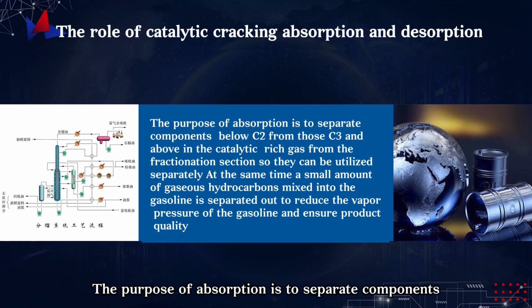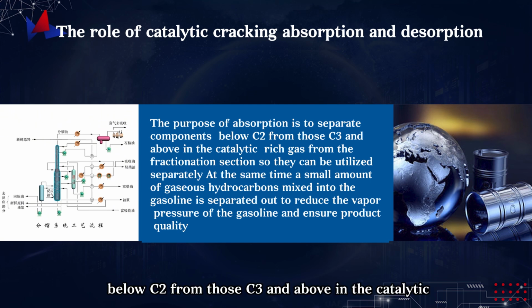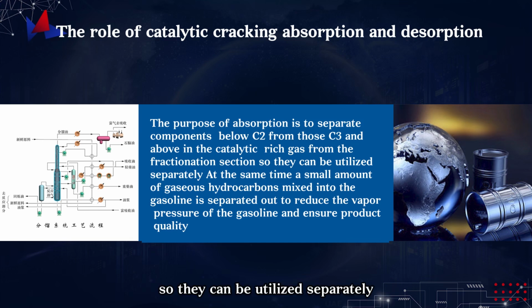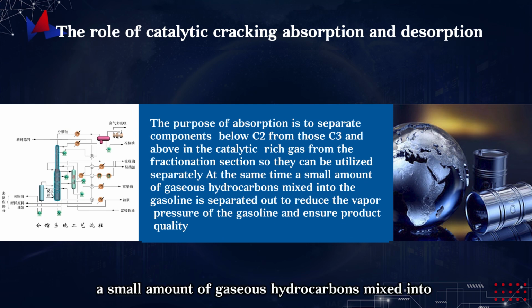The purpose of absorption is to separate components below C2 from those C3 and above in the catalytic rich gas from the fractionation section, so they can be utilized separately. At the same time, a small amount of gaseous hydrocarbons mixed into the gasoline is separated out to reduce the vapor pressure of the gasoline and ensure product quality.